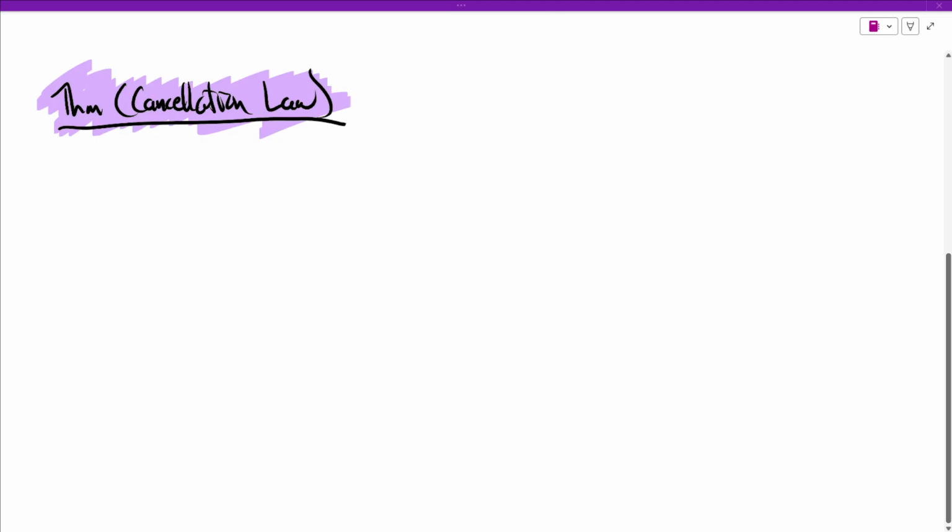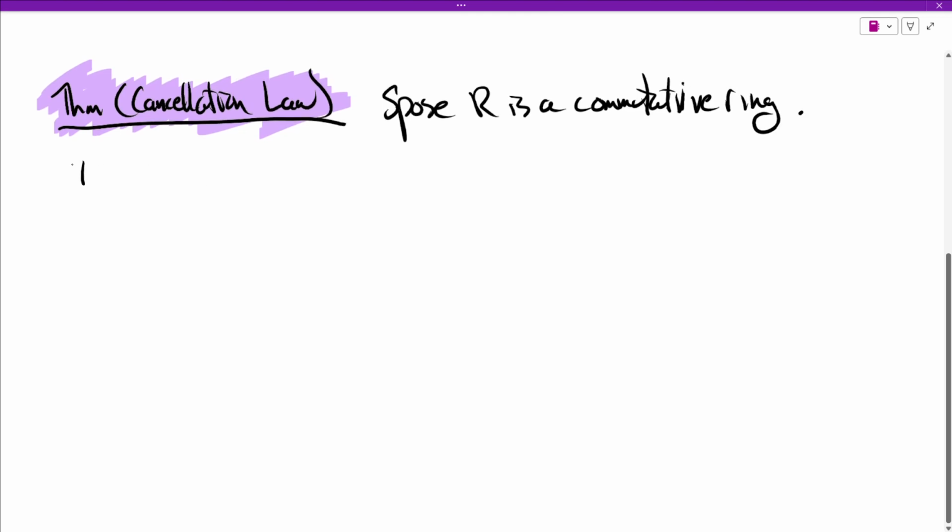Okay, so our first theorem here is going to be that in a domain, the cancellation law holds. And this is the defining characteristic of a domain. So suppose that R is a commutative ring. Then R is going to be a domain.